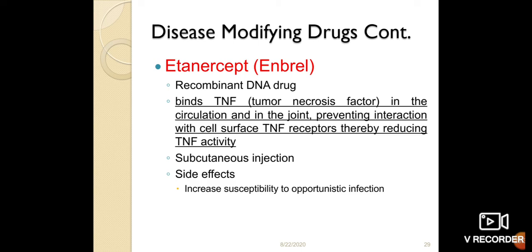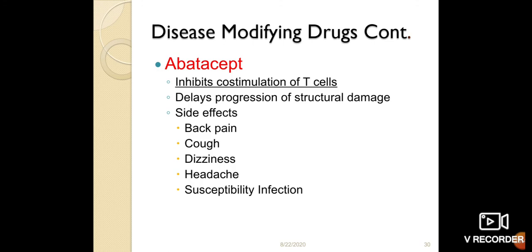It is usually injected subcutaneously. Side effect: increased susceptibility to opportunistic infection, and this is known because of the immunosuppressant effect of Enbrel. Also, another example is abatacept. It inhibits co-stimulation of T cells, delays progression of structural damage due to inhibition of T cells. Side effects are mainly back pain, cough, dizziness, and headache, and susceptibility to infection.